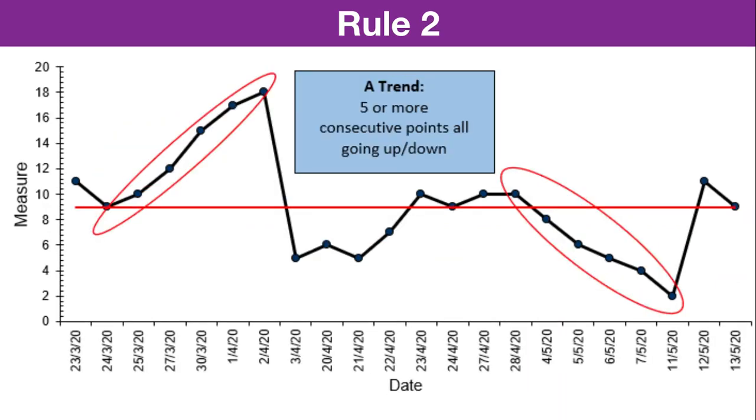Rule 2 is a trend. And a trend is a signal of improvement, but not necessarily of sustainable improvement yet. So where you see a trend, you would want to take a closer look at what has led to the increase. If the value of 2 or more consecutive points is the same, you only count the first point and you ignore any repeating values. So repetitive values do not make or break a trend.